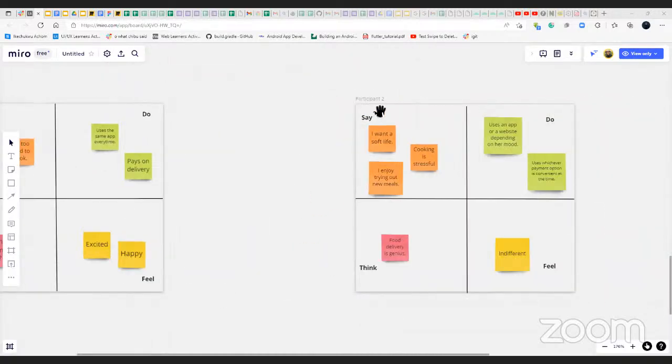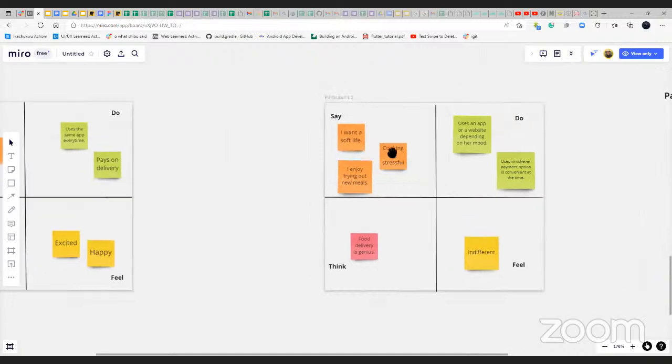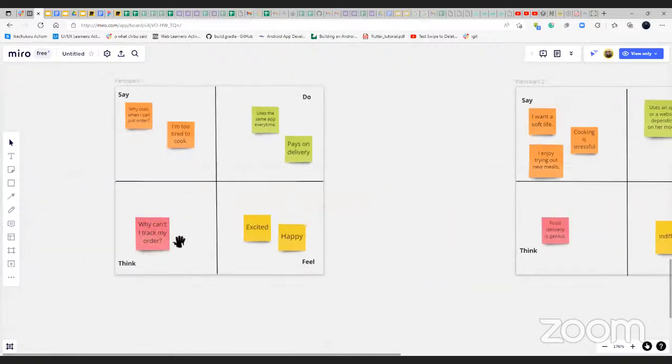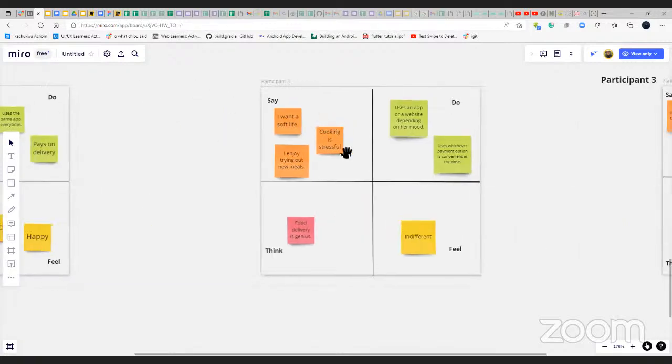Okay, so let's move on. I would want to assume that the colors represent one person. So at this point, this is for one participant. Let's see, this second participant said, I want a soft life. Are we joking here? Even if you want to guess responses, even if you want to make up responses, there are certain things you shouldn't just put. What do you mean by participant saying I want a soft life? Cooking is stressful. I enjoy trying out new meals.